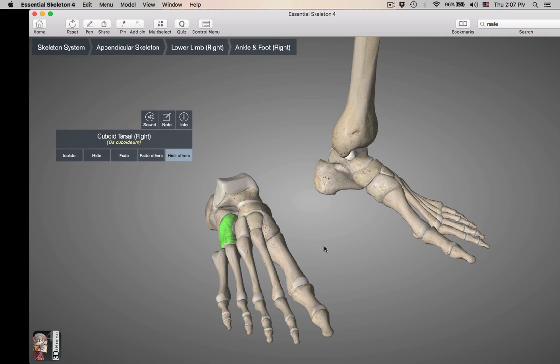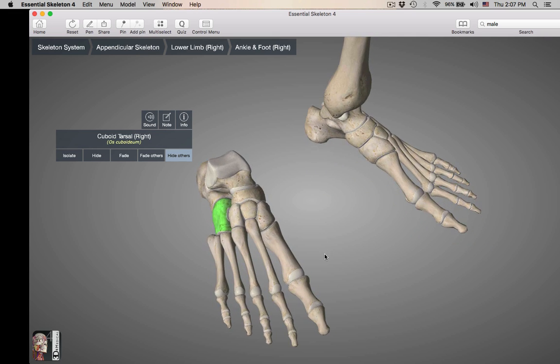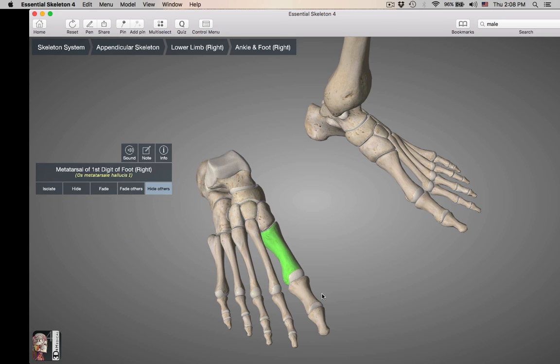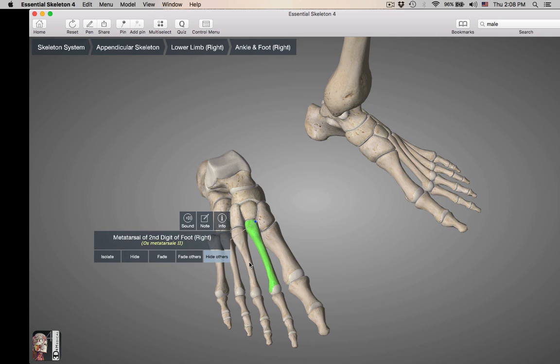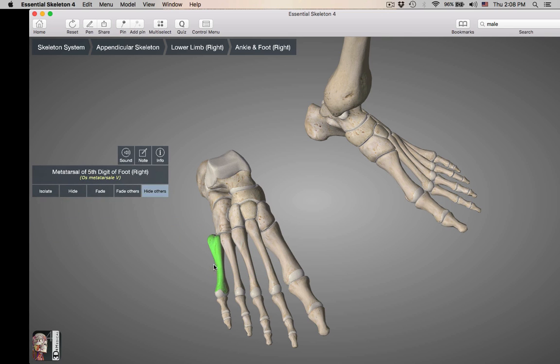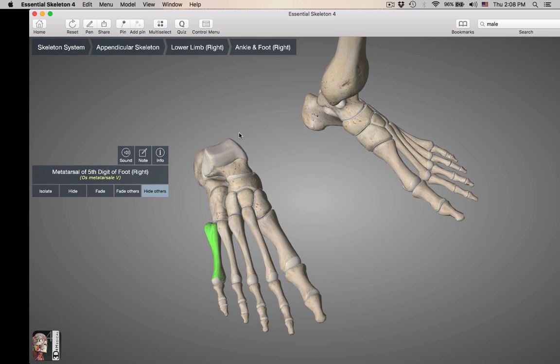Now the rest of the foot is basically like the hand. We had metacarpals in our hand. Here we have metatarsals. The big toe is metatarsal number 1, metatarsal number 2, metatarsal number 3, metatarsal number 4, metatarsal number 5. Metatarsal number 5 is your little toe. And then we come to our phalanges. Same thing like the hand.